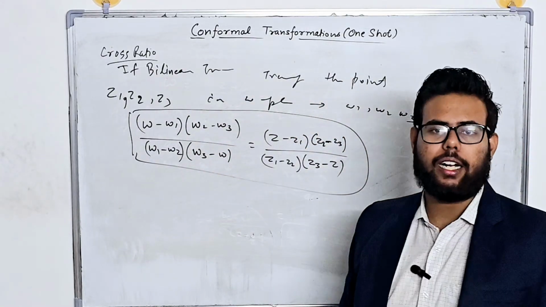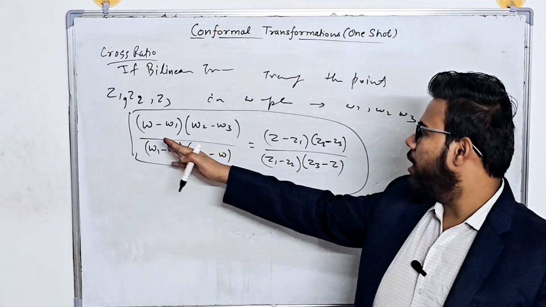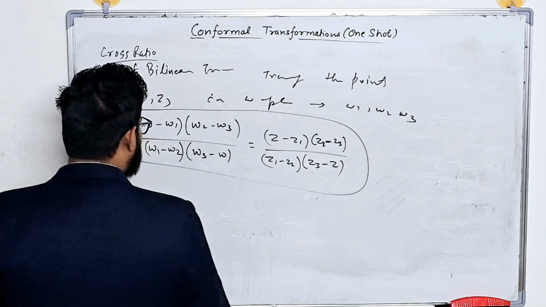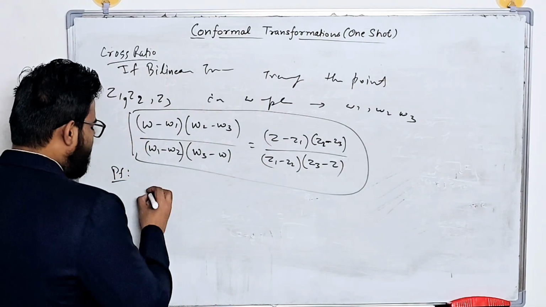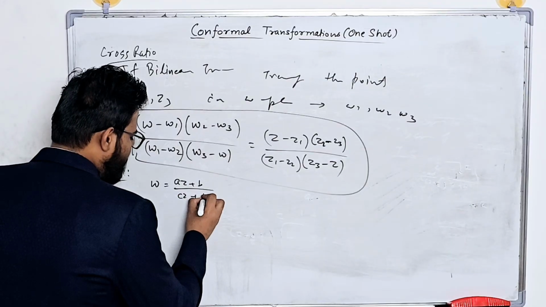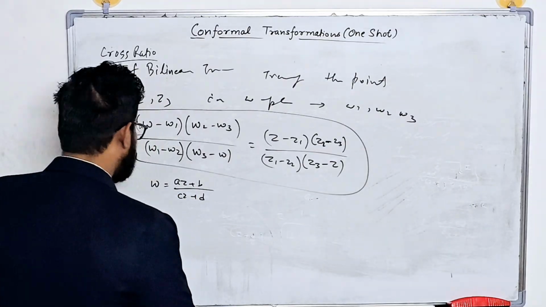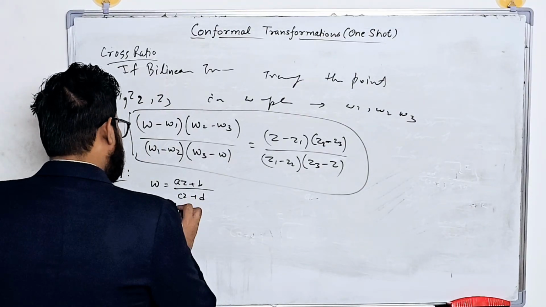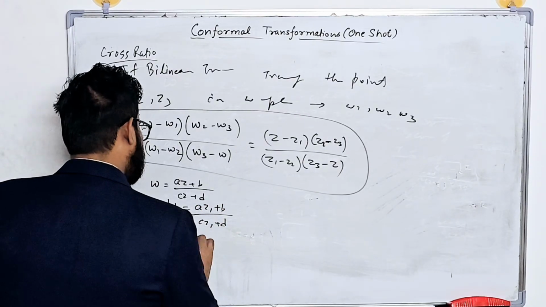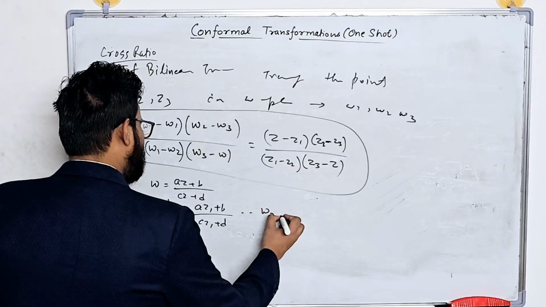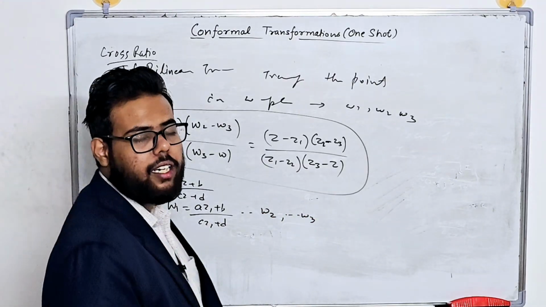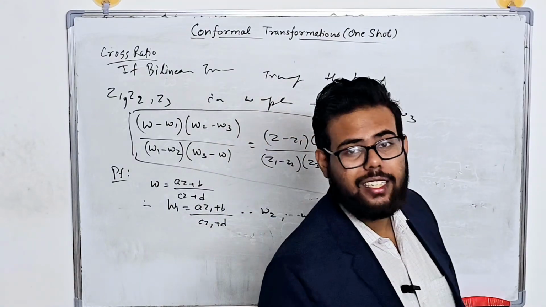Because they both follow the same pattern, right? So from this you can find w as a function of z, easily. Okay, how can you prove it? Well, we know that w is equal to (az + b) divided by (cz + d). Hence w1 is equal to (az1 + b) divided by (cz1 + d), and so on. We can find w2 and w3 similarly, just replacing z1 by z2, and by z3 for w3.